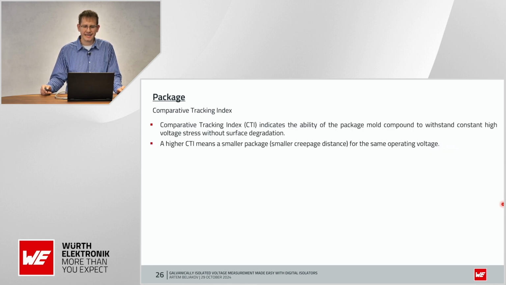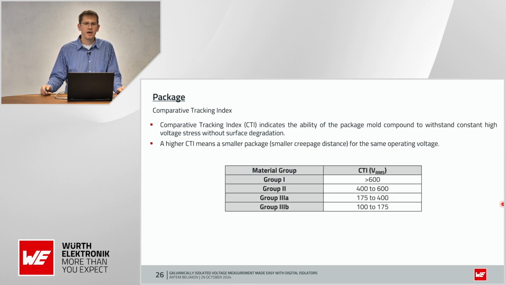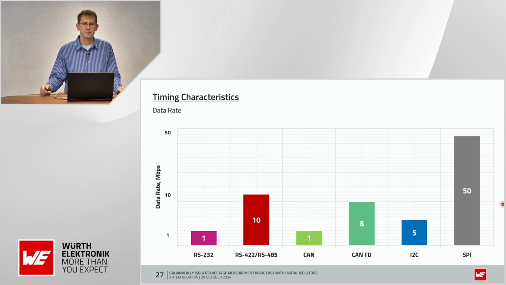In addition to clearance and creepage distance, the package technology and the quality of the molding compound affect the isolation rating. Comparative tracking index, CTI, indicates the ability of the package mold compound to withstand constant high voltage stress without surface degradation. A higher CTI means a smaller package, it means smaller creepage distance for the same operating voltage. In this table you can see different material groups, and the Würth Elektronik digital isolators provide a CTI of more than 600 volt RMS and correspond to the first material group.